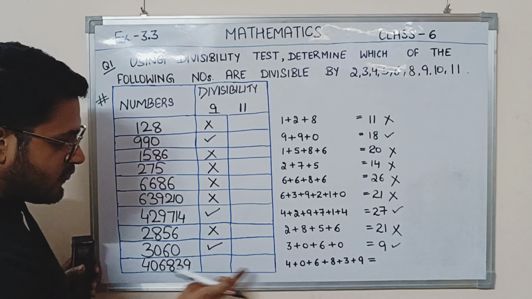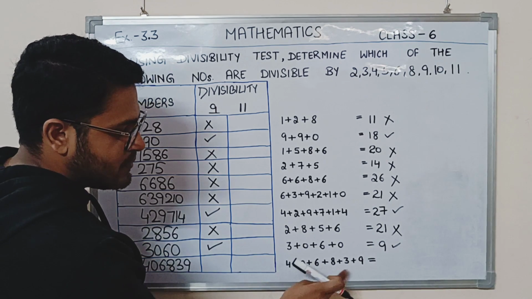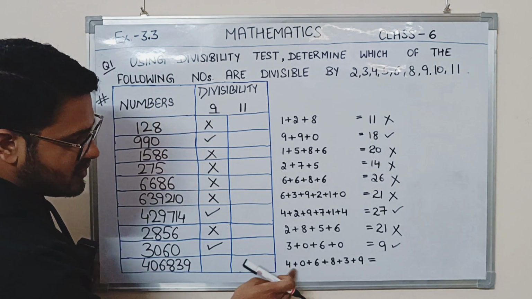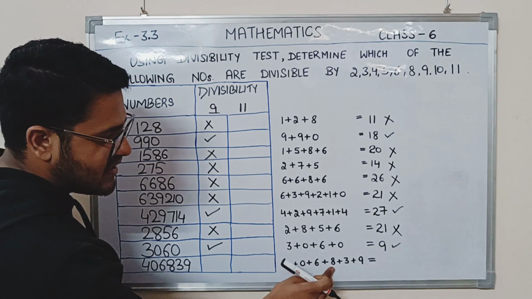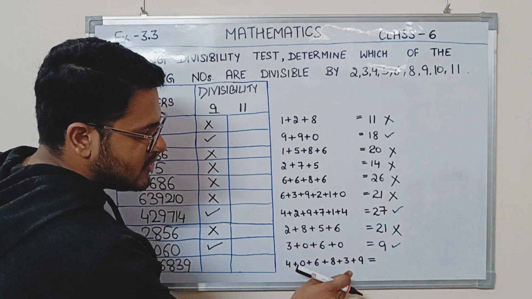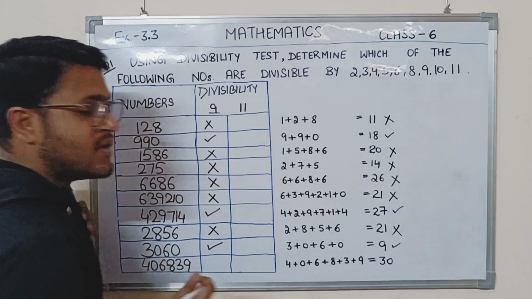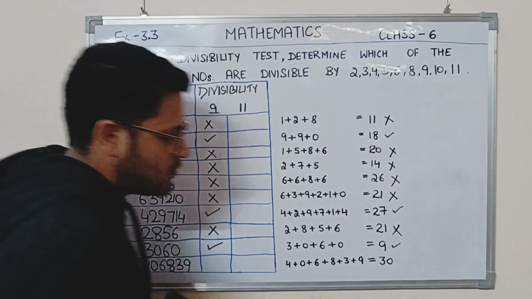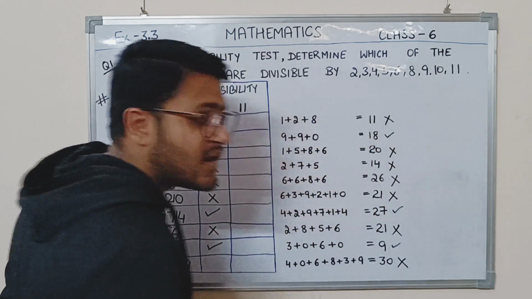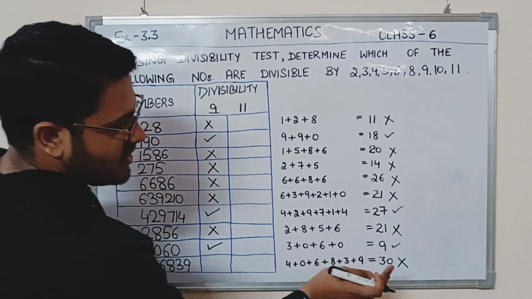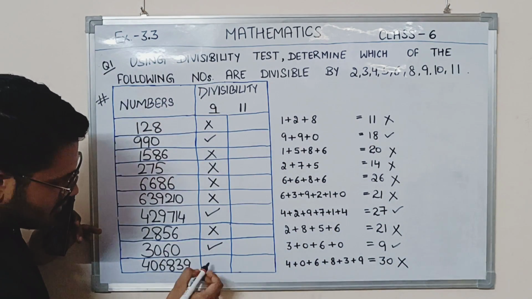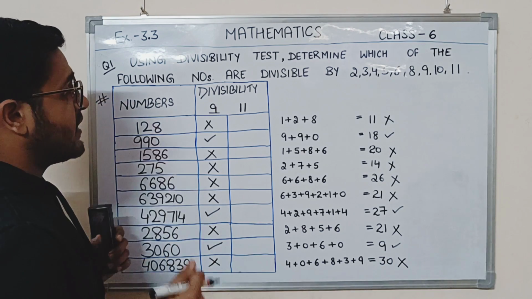406,839. 4 plus 0 plus 6 plus 8 plus 3 plus 9. 4 plus 0, 4. 4 plus 6, 10, plus 8, 18. 18 and 3, 21, plus 9, 30. Is 30 divisible by 9? No, right? 9 twos are 18, 9 threes are 27. If 30 is not divisible by 9, then this whole number is also not divisible by 9.